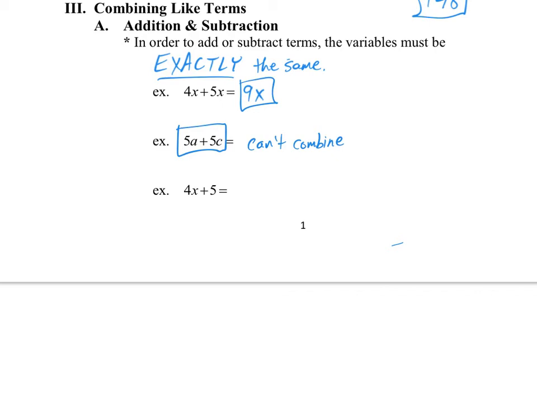4x plus 5. Can you combine that? Nope. Because this one has an x for a variable. This one doesn't have any variable. So the variables aren't exactly the same. So final answer would just be 4x plus 5. Or you could say you can't combine. So adding, I didn't do any subtraction examples, but have to be exactly the same. Fair enough?